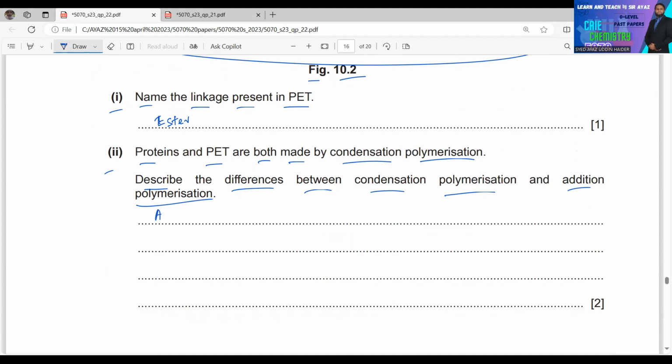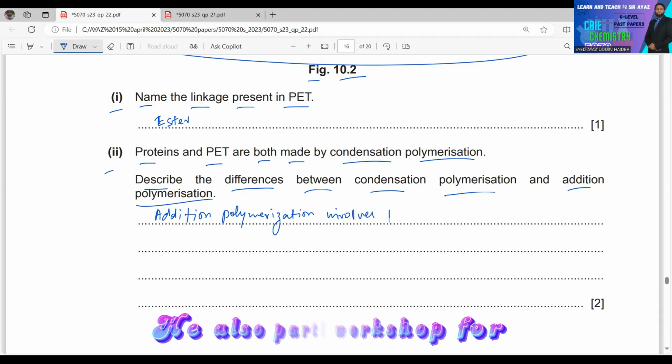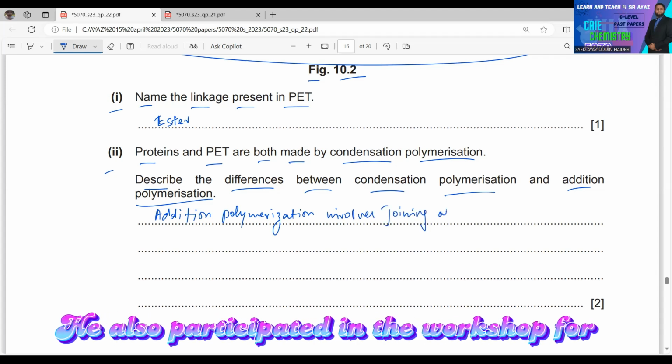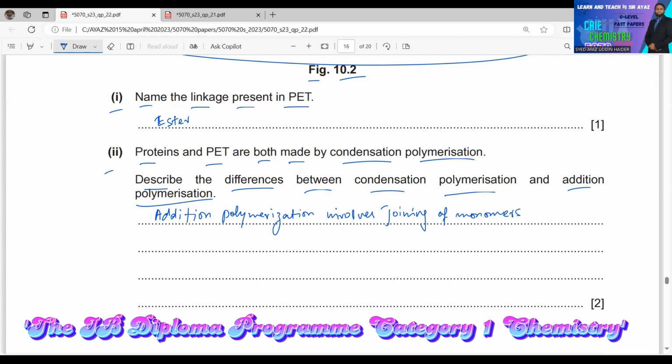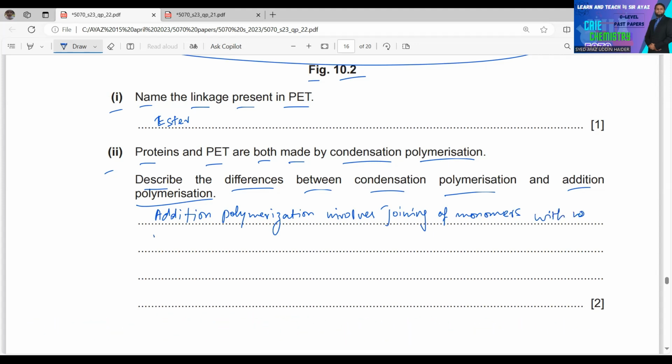So in case of addition polymerization, it involves joining of monomers with no other product, while in case of condensation polymerization, it involves the joining together with the formation of simple molecule like water or hydrogen chloride.